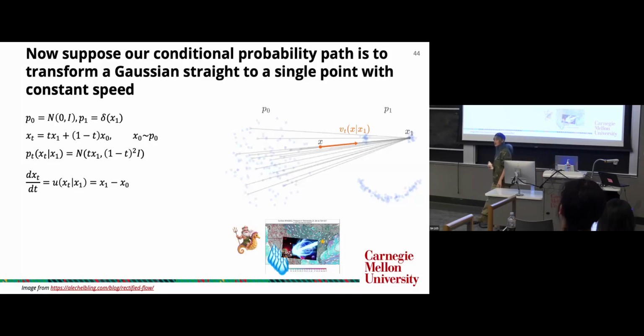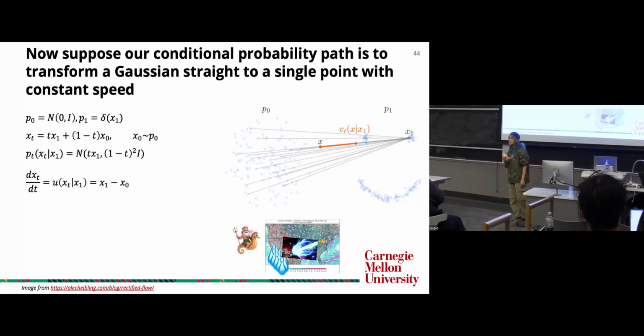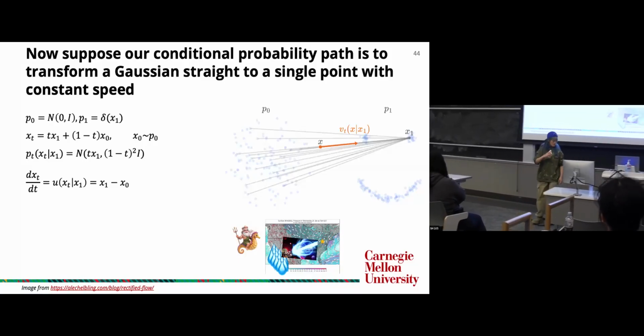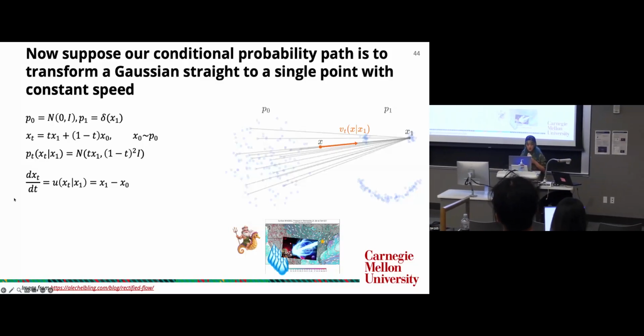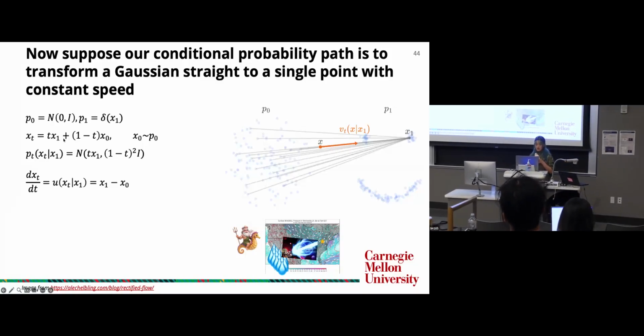How is the p_t of xt given x1 that? How is the third line that? Oh, here? Well, because x0 is zero mean Gaussian.